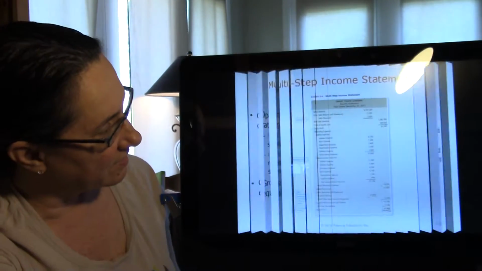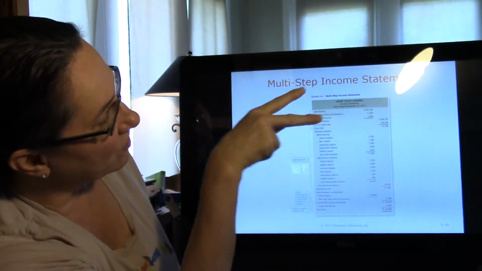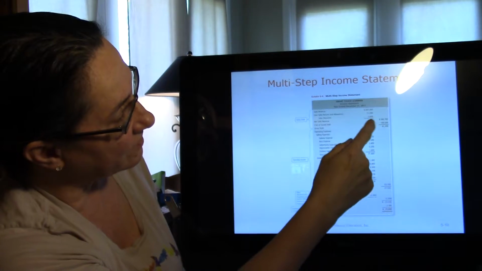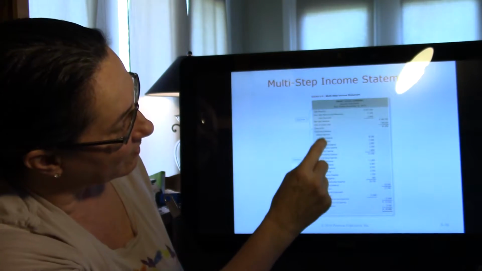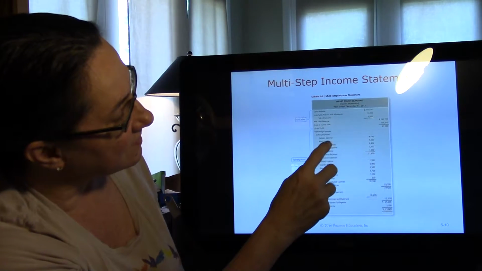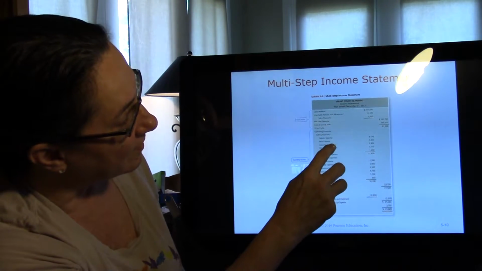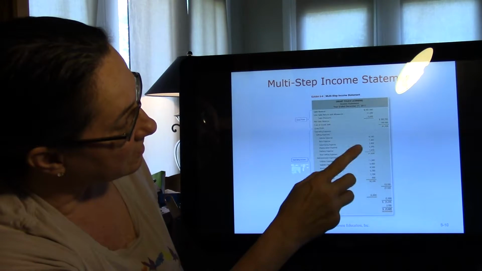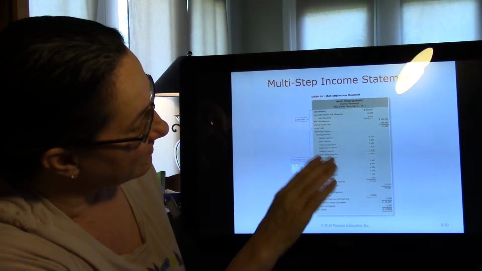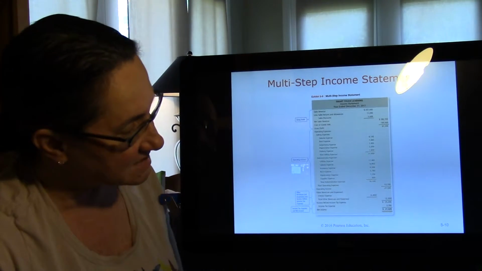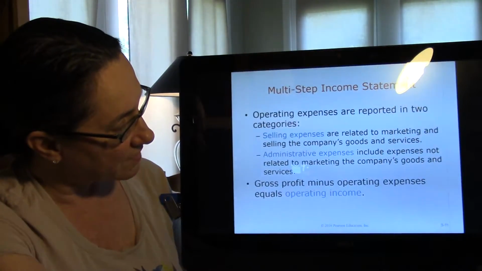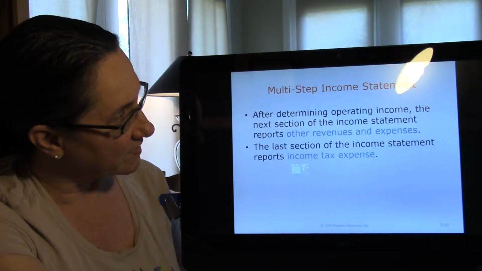So if you look up here, you'll see after we do gross profit, net sales minus cost of goods sold equals gross profit. Then we divide selling and administrative expenses. So selling expenses like rent expense and delivery expense, things that are related to selling the goods, and then administrative, everything else, utilities, executive type salaries, things like that. All right, so we've got those 2 categories of expenses.